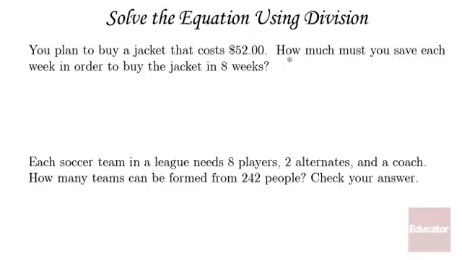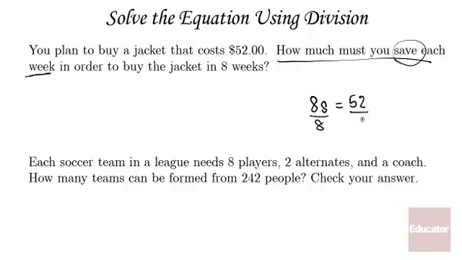Our variable is going to represent what we don't know. And what we don't know is how much we need to save each week. So I'm going to call that S for saving. So if I save S amounts for 8 weeks, 8 times S, I will reach my goal of $52. The opposite of multiplying times 8 is dividing by 8. 8 divided by 8 cancels to 1. 1 times S is S. So it's going to reveal to me, after I've isolated the S, how much I have to save each week.